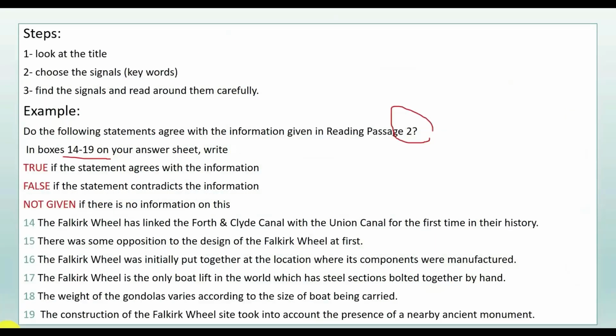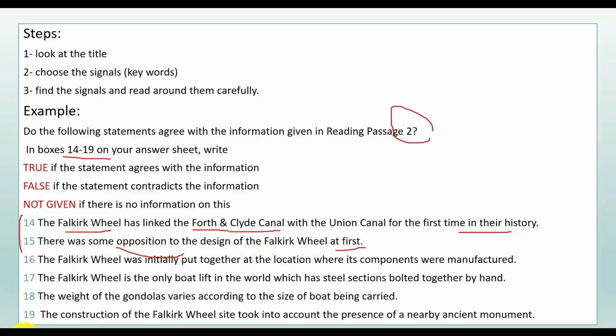Okay. Now let's go back to our options and choose our keywords for two of our questions. The Falkirk Wheel has linked the Forth and Clyde Canal with the Union Canal for the first time in their history. These are names and easy to scan in the passage, so you can take these as our keywords and scan them in the passage. Now let's go on to the second one. Question 15. There was some opposition to the design of Falkirk Wheel at first. Some opposition to its design at first.